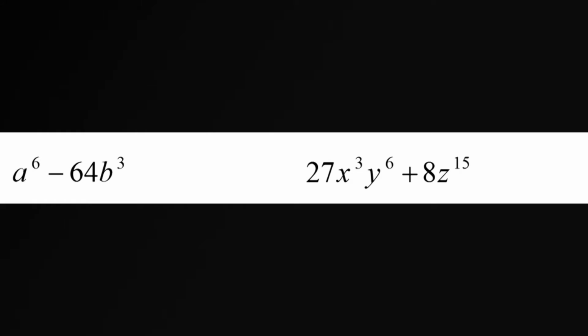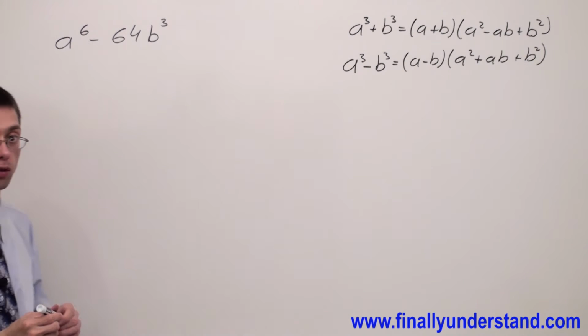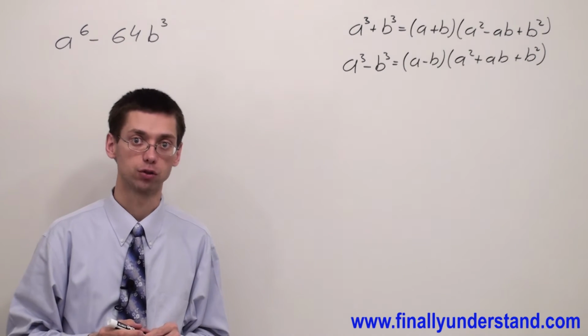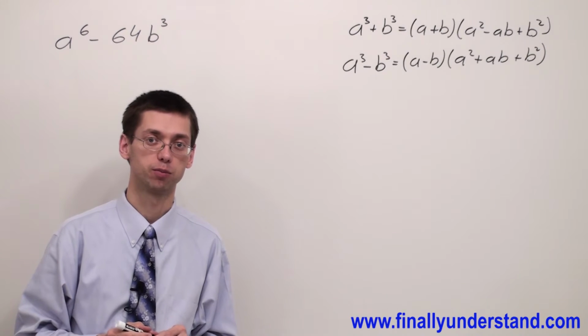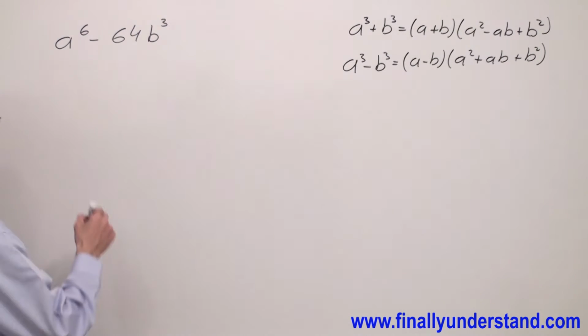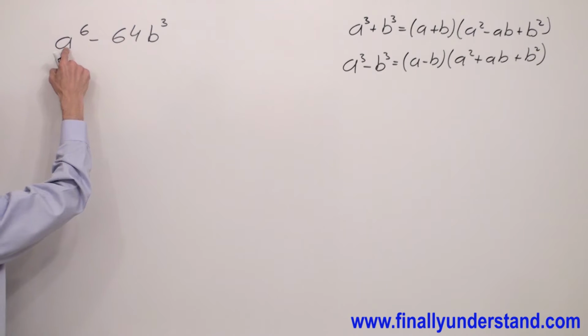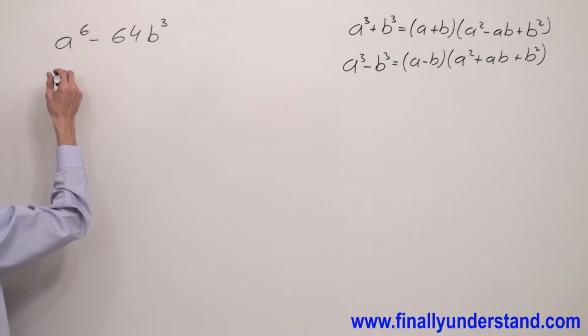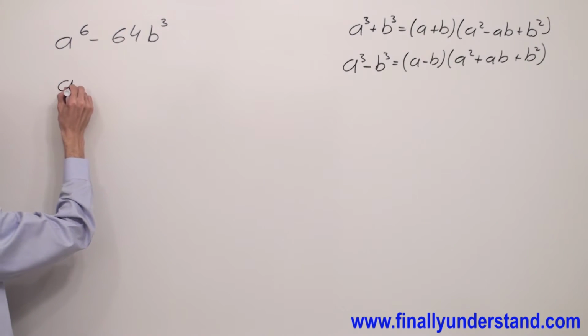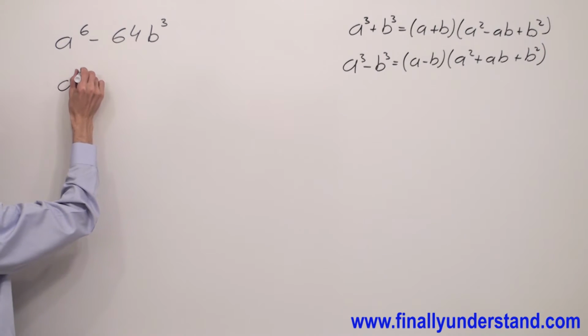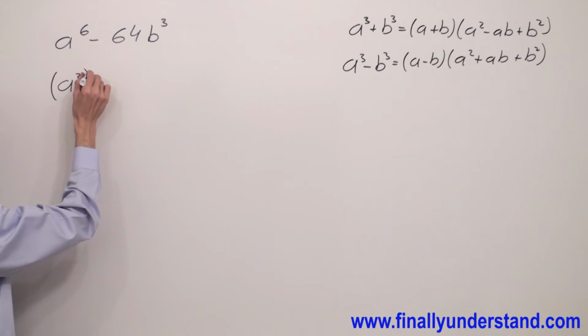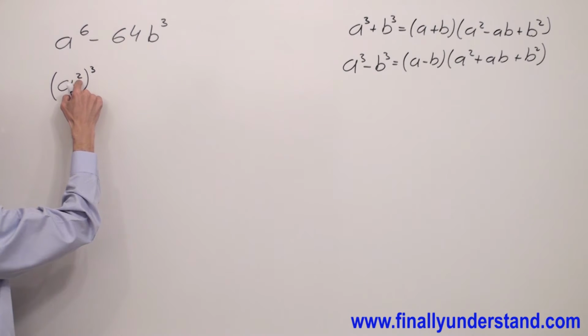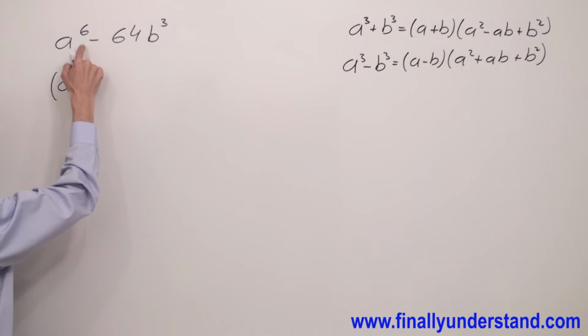Let's take a look at this example, and probably up to this point you realize that in order to be good with factoring, you're supposed to be very good with exponents. Now, we're going to rewrite this term as a to the second power and raised to the third. 2 times 3 is going to give me 6.